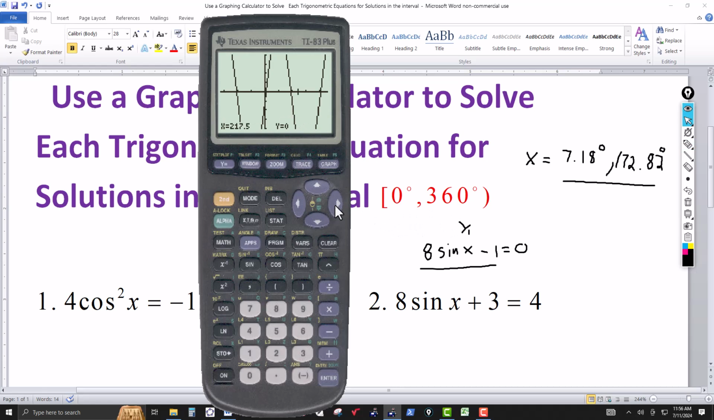Well, notice over here, another intersection point would be right here. But notice, that's 360 right there. So there are other intersections, but they're outside the interval from 0 to 360. So we can stop right here. And these are the two solutions in the interval from 0 to 360. So it's 7.18 degrees and 172.82 degrees.